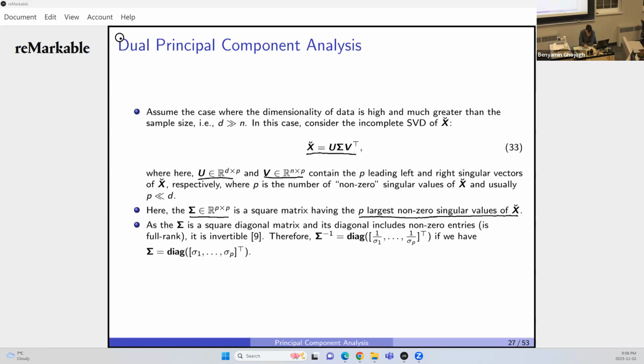In this case, I'm assuming D is much greater than N. What do I mean? Assume the dimensionality of data is much greater than the sample size, the number of data points, okay? Can you give an example of where dimensionality of data is large? Images, right? In an image data set, the dimensionality of data is the number of pixels. Consider big images, okay? So when D is large, then we want to calculate these.